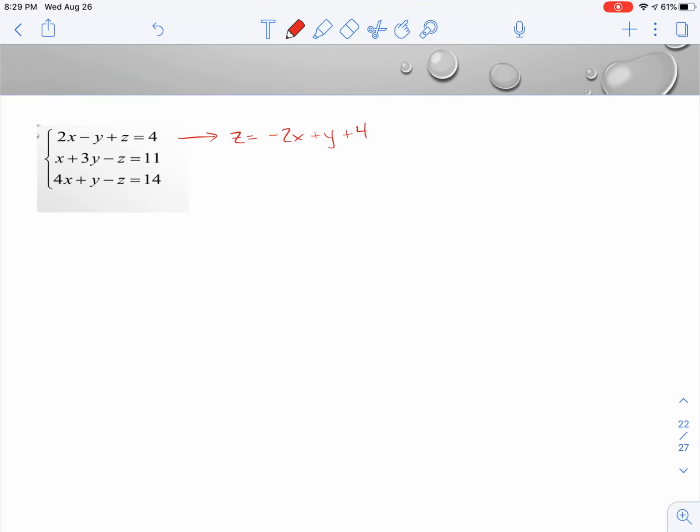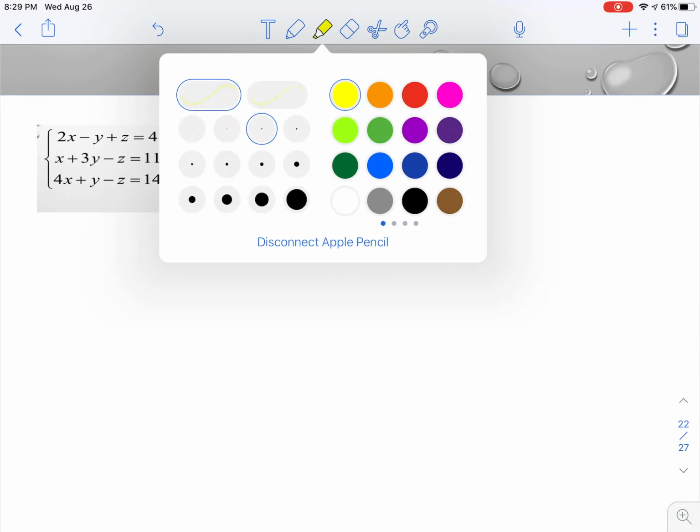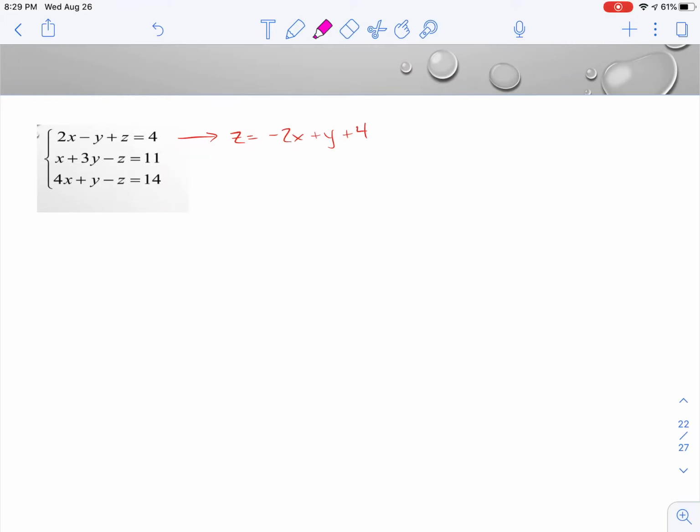Okay, what I'm now going to do is take that expression and substitute it into equation 2, replacing the z, and then equation 3, replacing the z. Okay, when I do that, let's do equation 1 into equation 2 for my substitution.